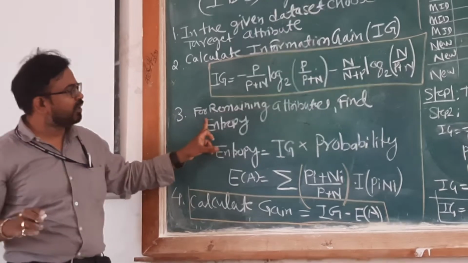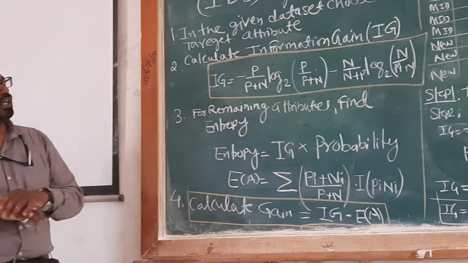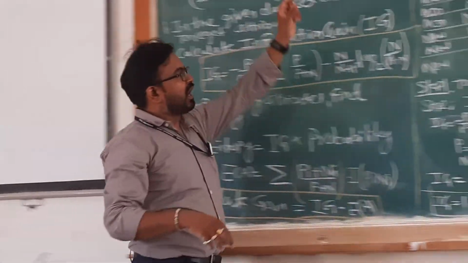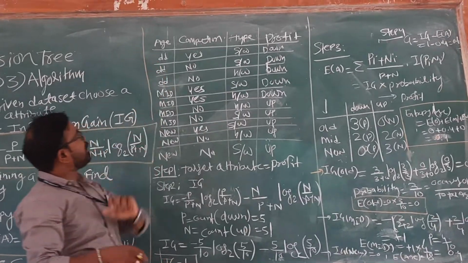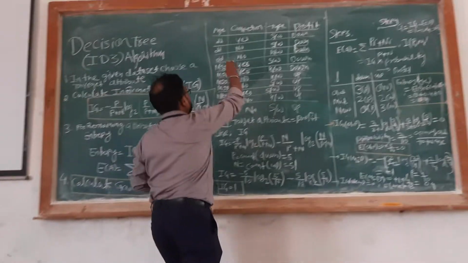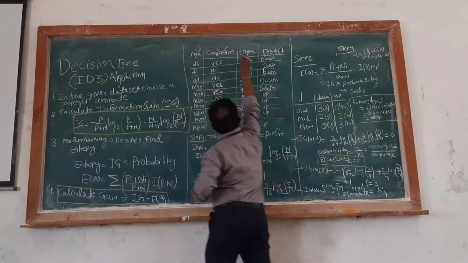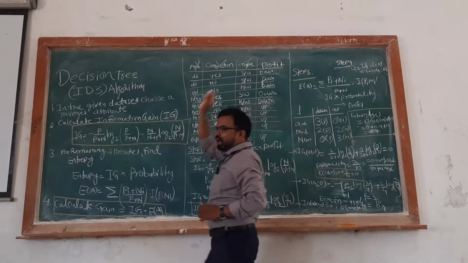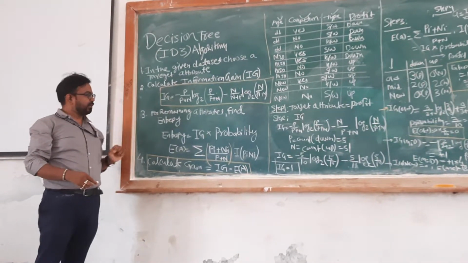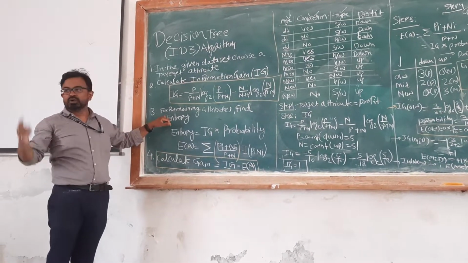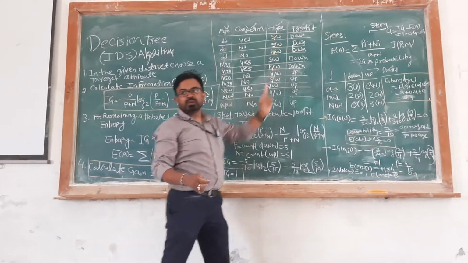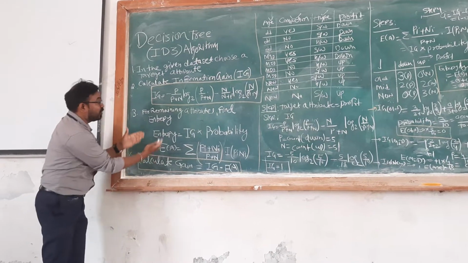For the remaining attributes, find the entropy. You need to find out the entropy. I will take the example of the remaining attribute age. Here we have the attributes age, competition, and time. I am only taking age as the example here. So for the remaining attributes, the age, the competition, the time, what you have to find out is entropy.